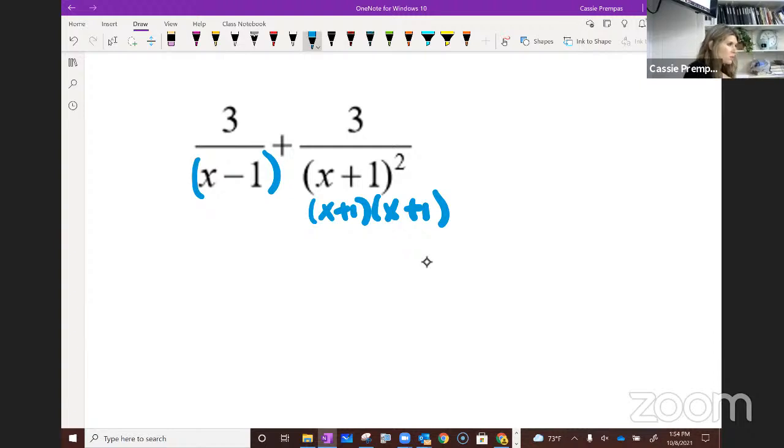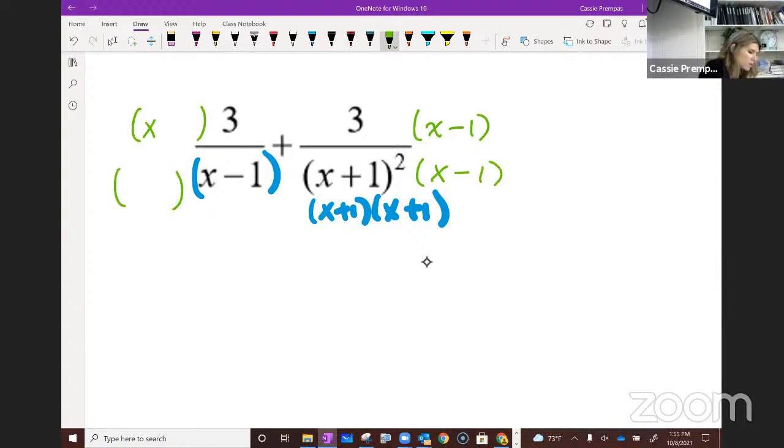What's 6 plus 1? 7. Are 5 and 7 the same at all? No. So they don't actually share anything. Even if you just see a minus and a plus, that's not sharing in any way. If they don't share factors, then you basically multiply them by themselves. So I would have to multiply this one by x minus 1 over x minus 1, and this one by x plus 1 squared over x plus 1 squared.